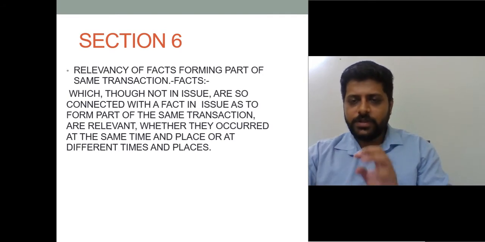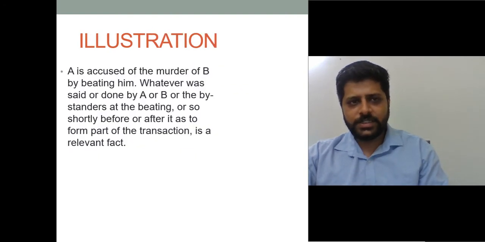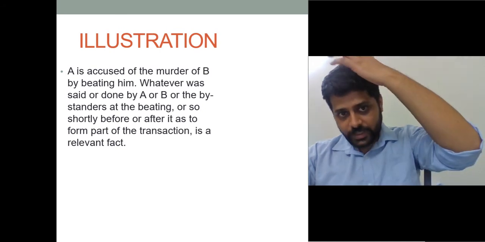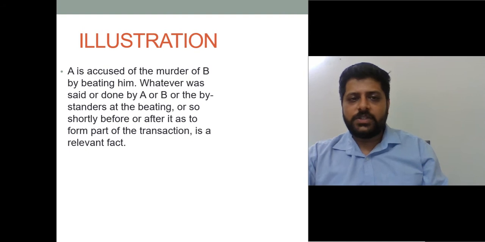Now we'll be moving to the illustration for better understanding. The illustration says that A is accused of the murder of B by beating him. Whatever was said or done by A or B or by the bystanders at the beating, or shortly before or after it, as to form part of the same transaction, is a relevant fact.